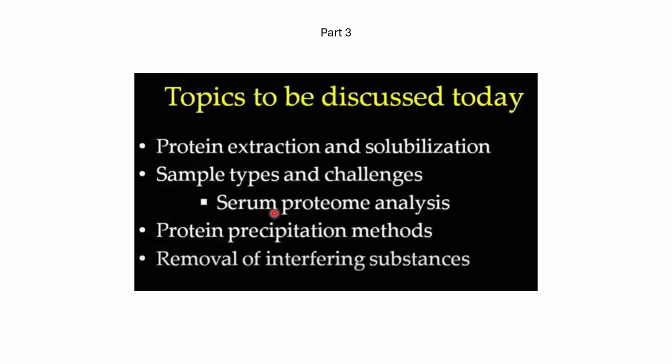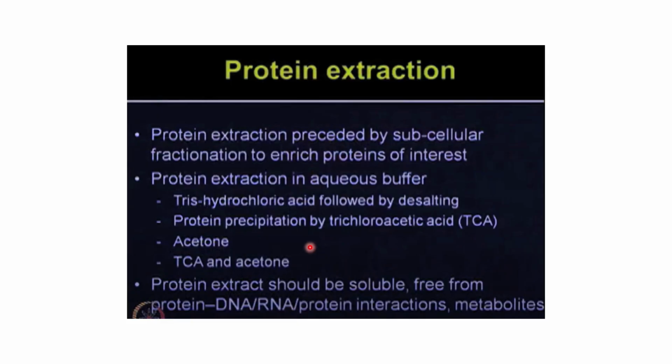That was about part two, the initial part of sample preparation. This is, for example, serum proteomic analysis, which I just discussed, although we'll discuss it again in part three. How extraction takes place, how can we concentrate the protein by precipitating, how can we remove the contaminants. So we just did the first part, that is lysing and fractionation. After fractionation, you need to concentrate the protein of your interest, so subcellular fractionation to enrich the protein of interest.